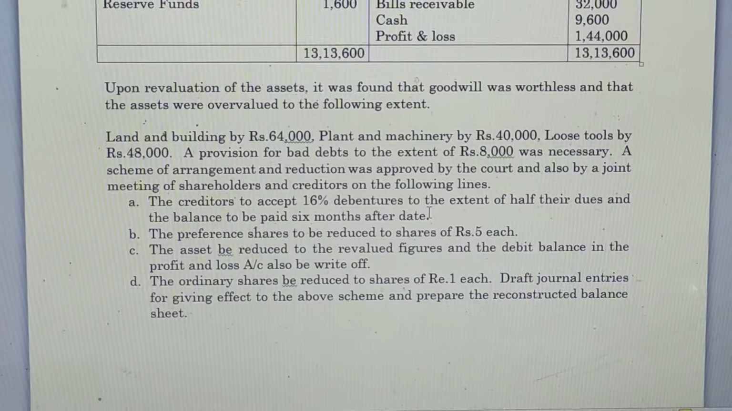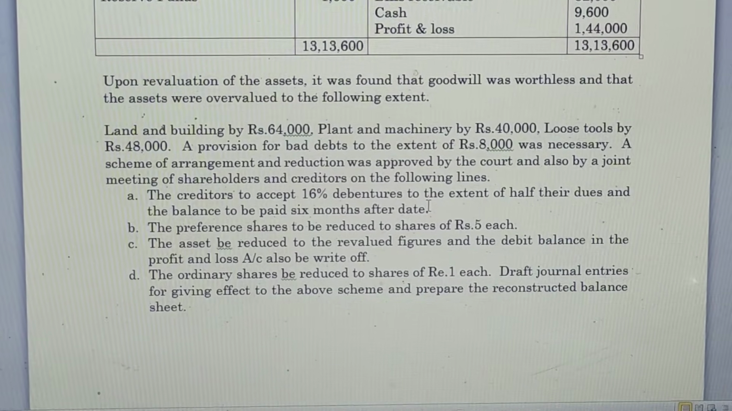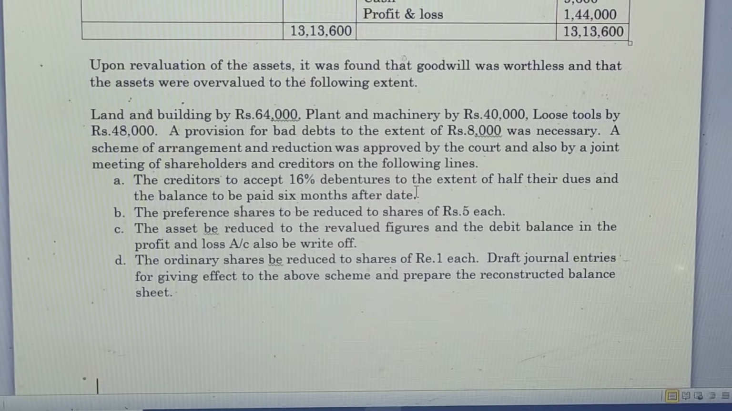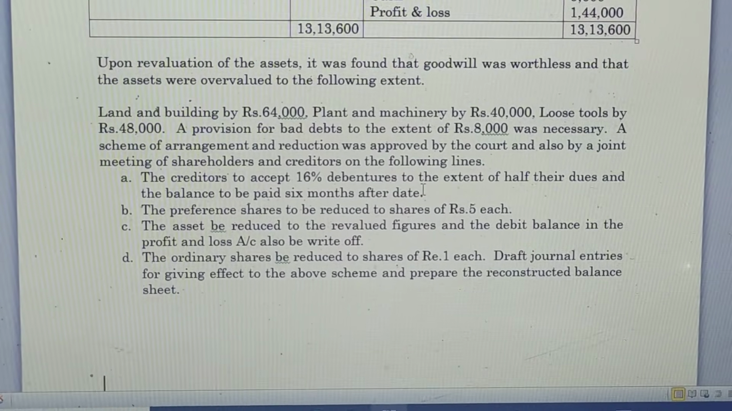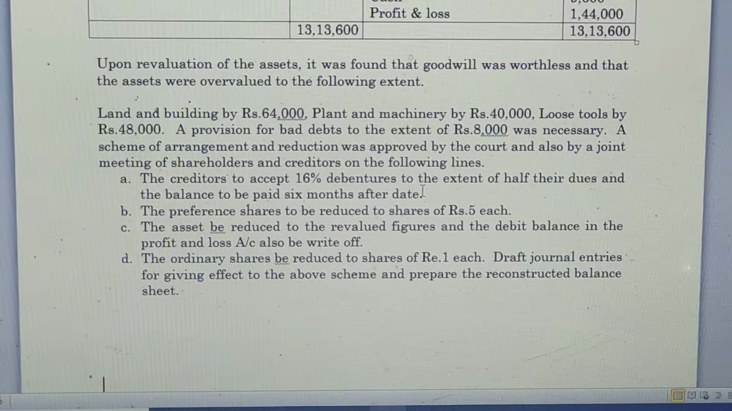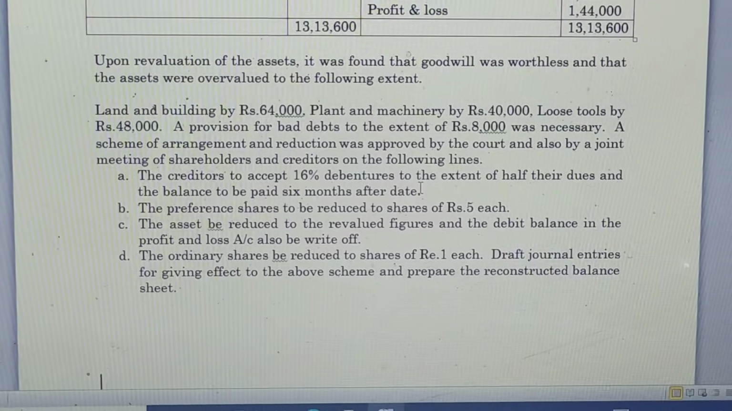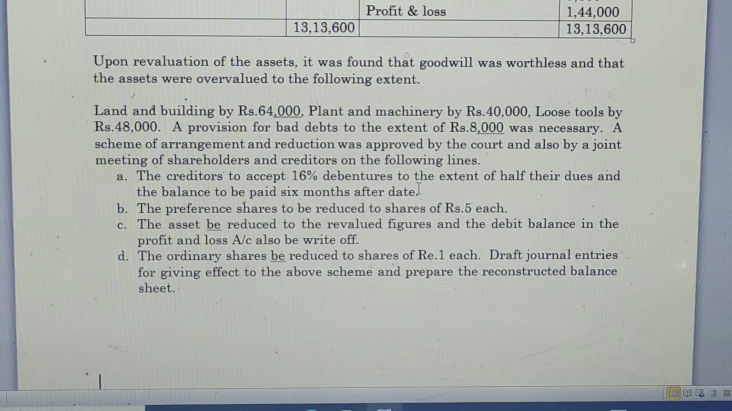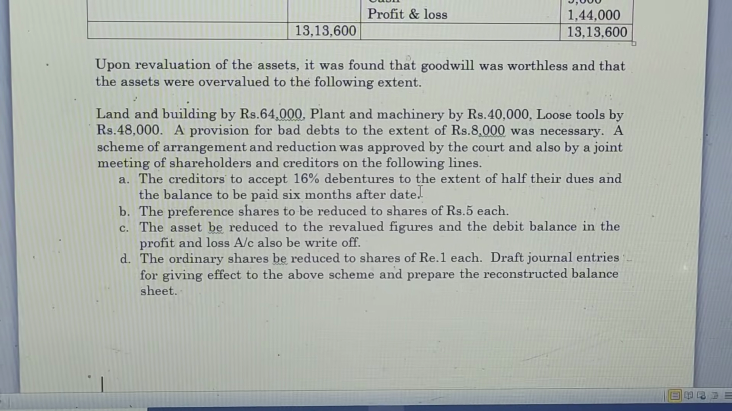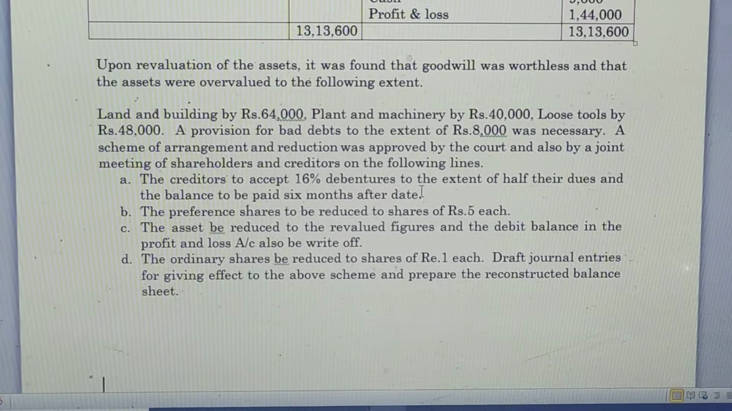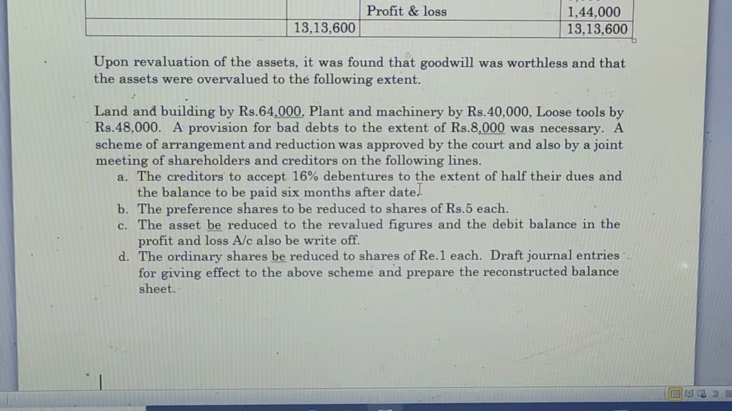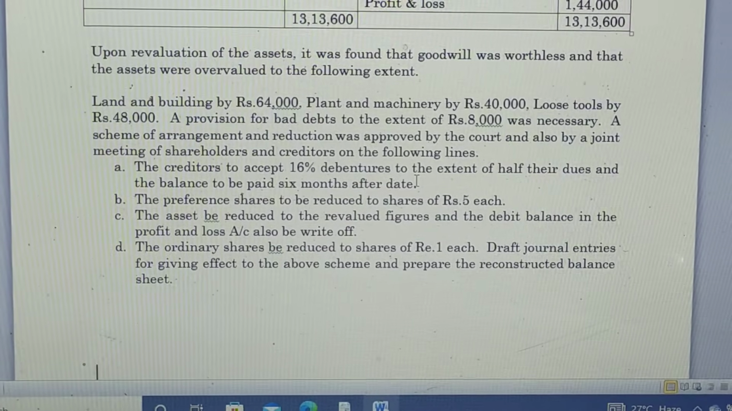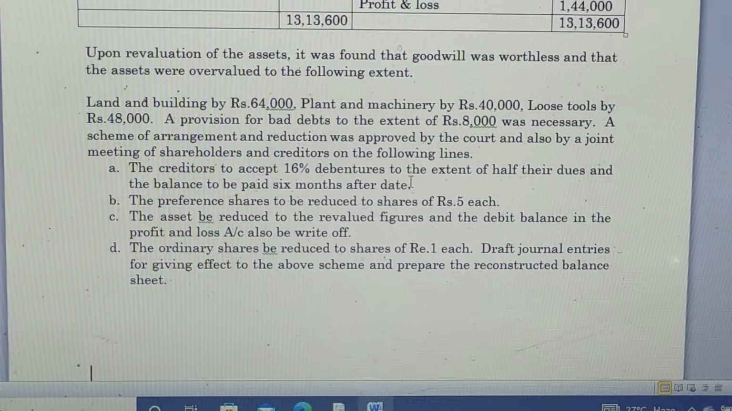Second, the preference shares are to be reduced to shares of rupees 5 each. The assets are to be reduced to the revalued figures and the debit balance in the profit and loss account also to be written off. And third, the ordinary shares are to be reduced to shares of rupees 1 each. Draft journal entries for giving effect to the above scheme and prepare the reconstructed balance sheet.